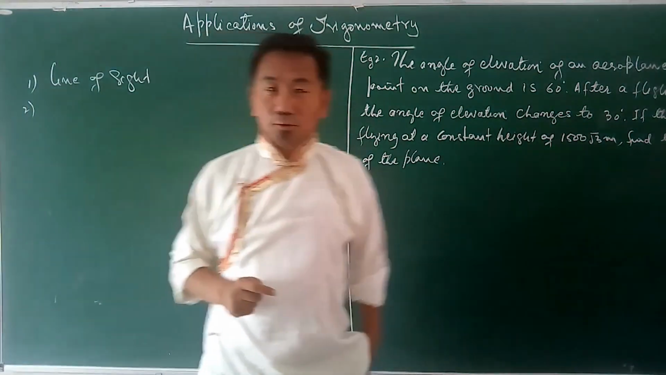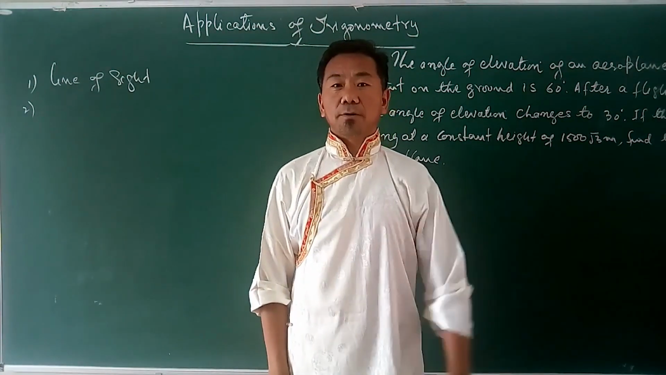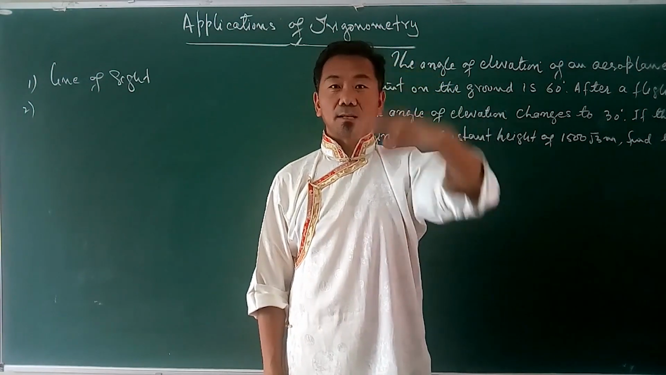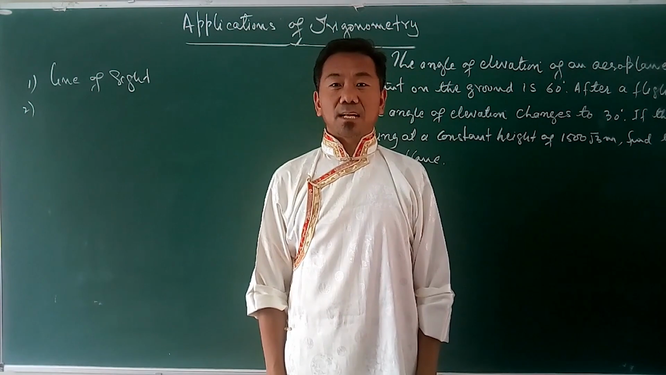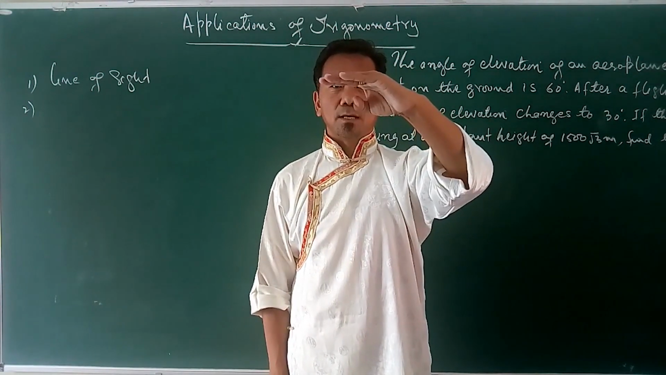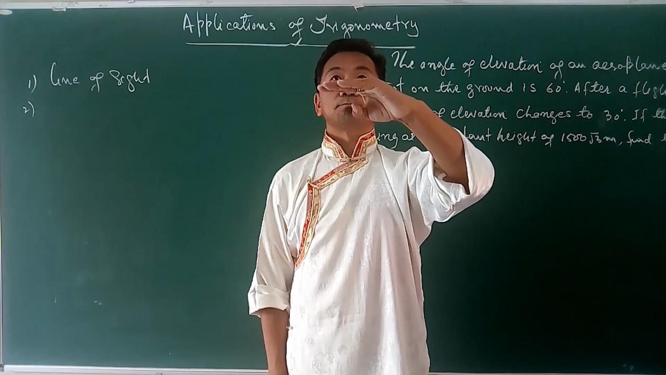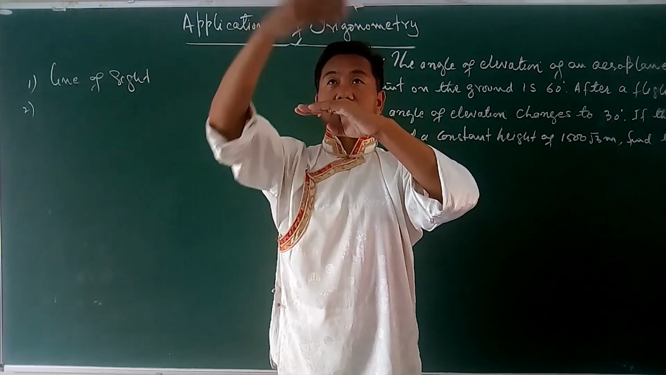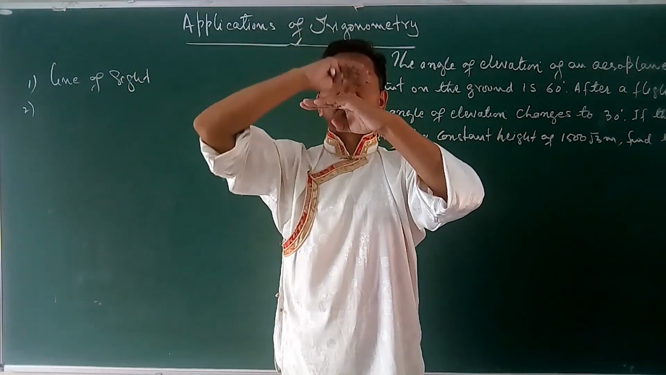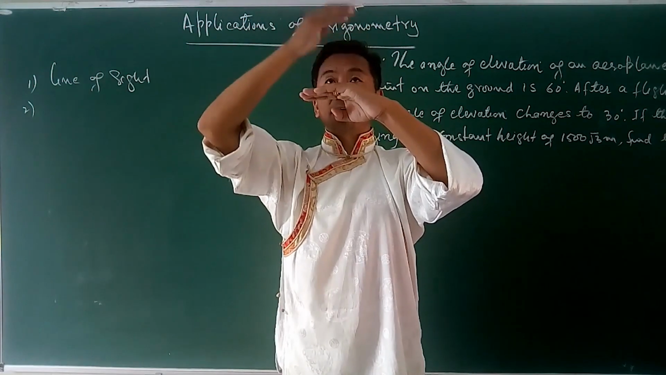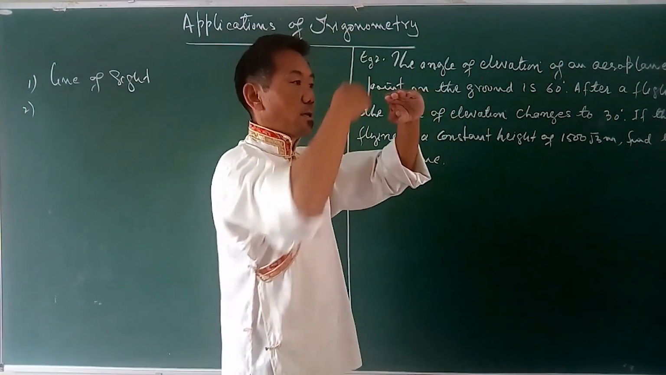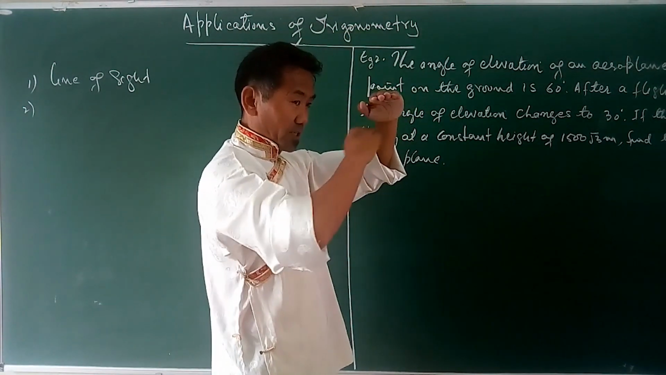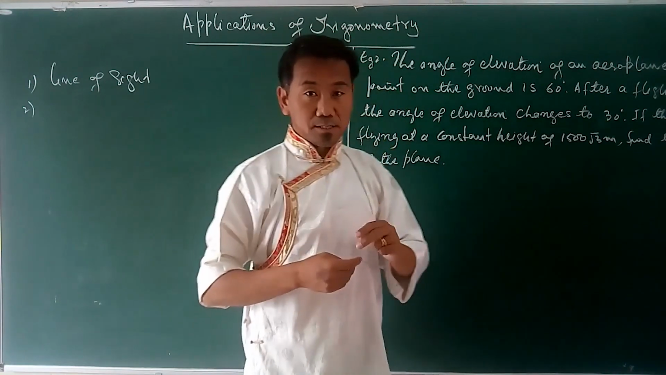The line of sight goes from the observer to the tower. Then there is the horizontal line. The line of sight and the horizontal line form an angle, and the parallel lines form equal angles. So there are 2 angles.